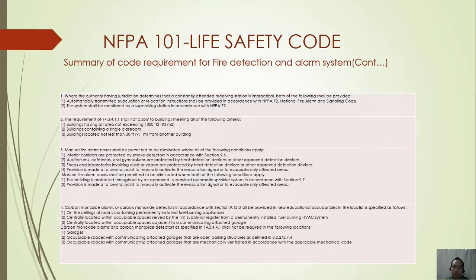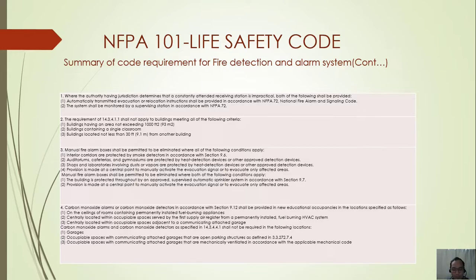Centrally located within occupiable spaces served by the first supply register from a permanently installed fuel burning HVAC. If you have a fuel burning HVAC, then you have to have CO detection at the first supply register. And the third one is centrally located within occupiable space adjacent to or communicating with an attached garage. If you have an attached garage within the building, in schools, then you need to have CO detection within the occupiable space attached to that garage. Okay?